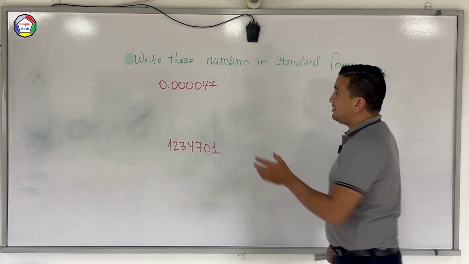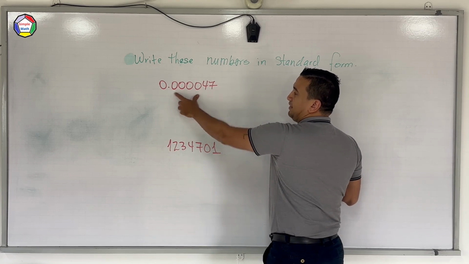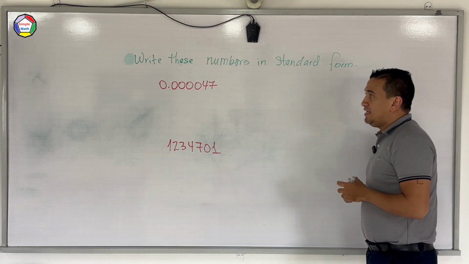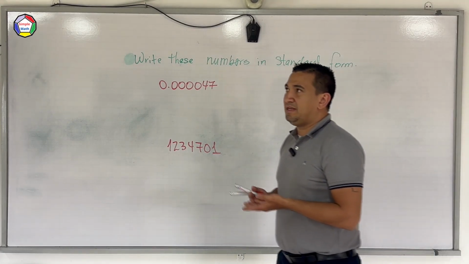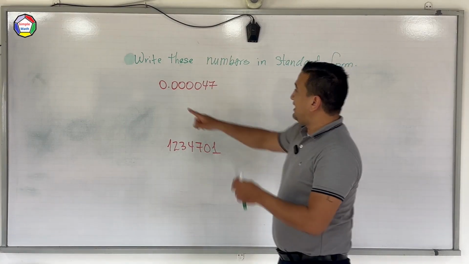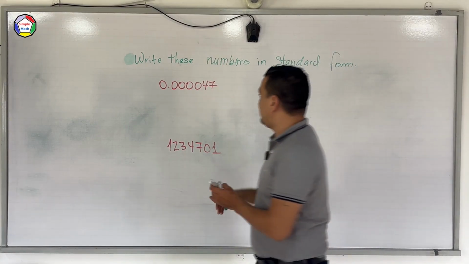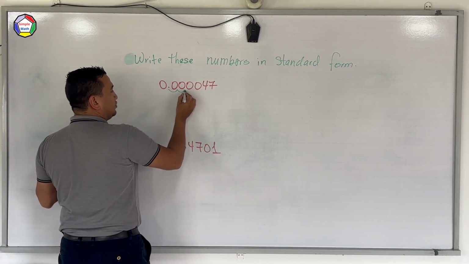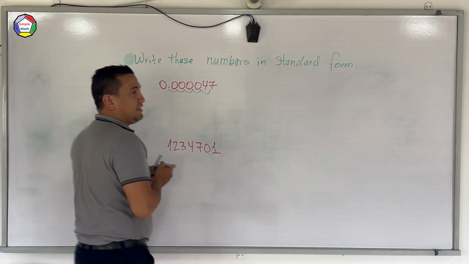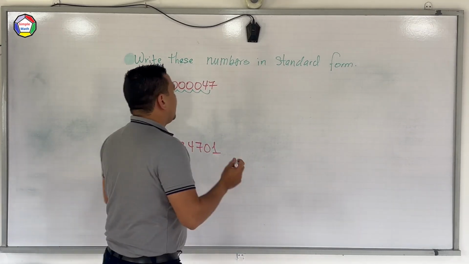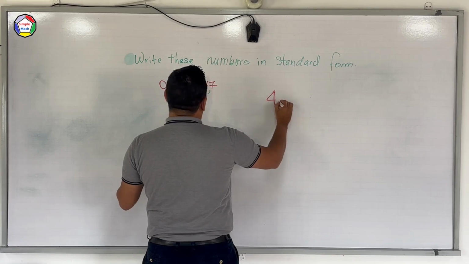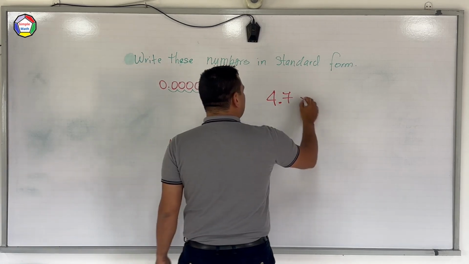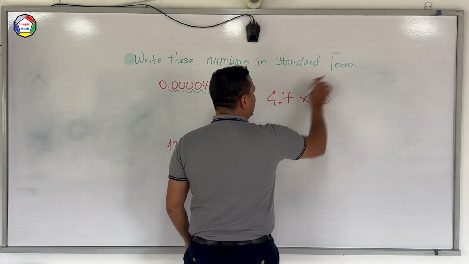So if you notice, this point must be between the 4 and the 7, because, remember, the first decimal must be bigger than 1 but less than 10. So this decimal must be between the 4 and the 7. So what we have to do, guys, is move the decimal point 1, 2, 3, 4, 5. That's something that you must have clear. So the decimal is 4.7, 4.7 times 10 raised to the power of something.